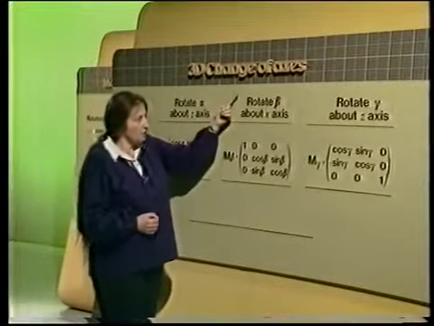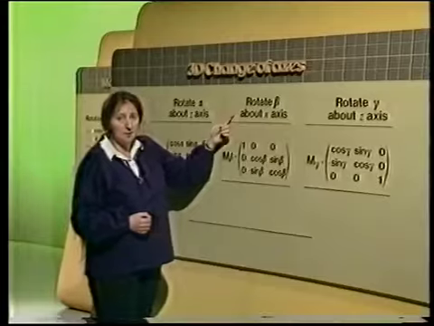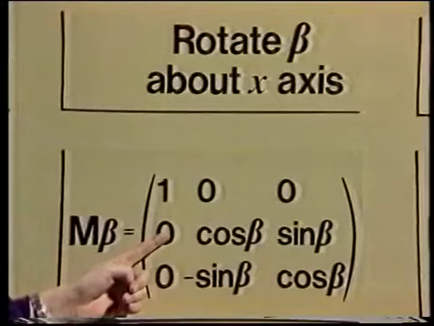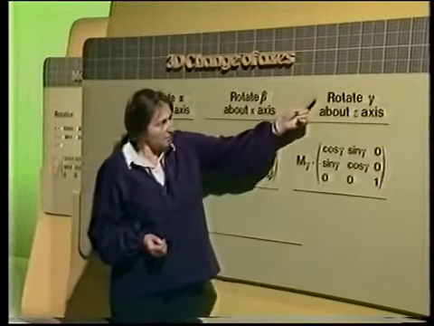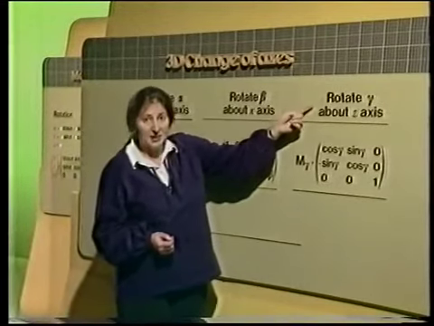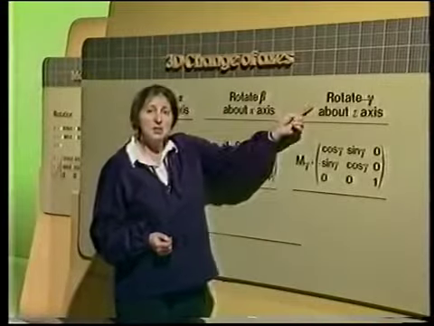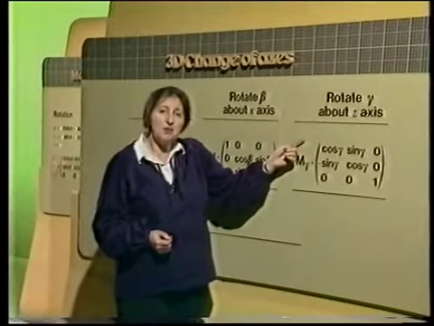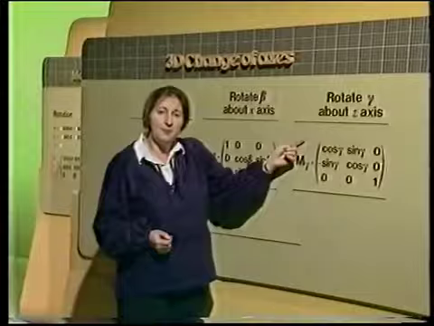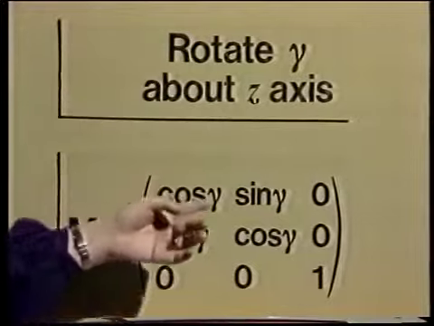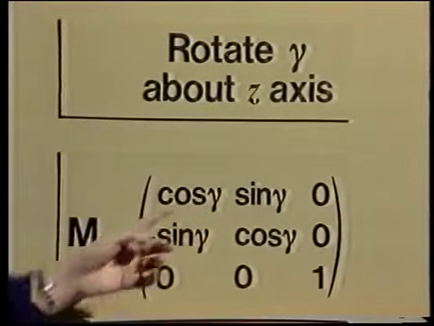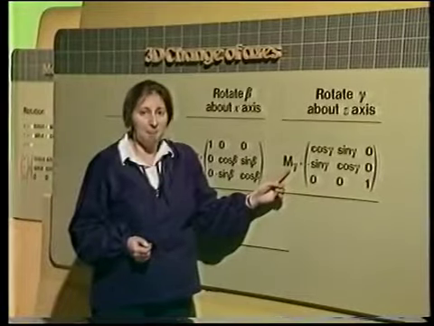Then we rotate through an angle beta about the x-axis. Well, we've just found we do that by multiplying by this matrix. This matrix is expressed entirely in terms of beta, and we'll call that M beta. The final step is to rotate through gamma about the z-axis. Well, this is the same as the first rotation, except we rotate through gamma instead of alpha. So the matrix we multiply by is the same as the first one, except with gamma instead of alpha. We'll call this matrix M gamma.